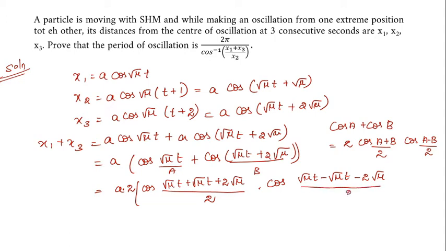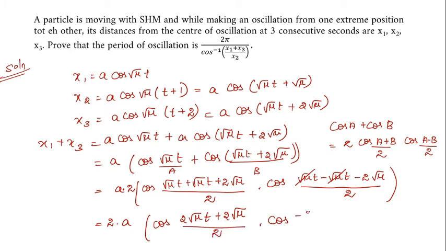divided by 2. Okay, so this plus mu t and minus mu t will get cancelled. So we are having 2 into A into, it is root mu t plus root mu t, so if you add it will be 2 root mu t. So it is cos of 2 root mu t plus 2 root mu divided by 2 into cos of minus 2 root mu divided by 2. So this 2 and 2 will get cancelled, and this 2 are common. If you take outside, this 2 also will get cancelled, right?